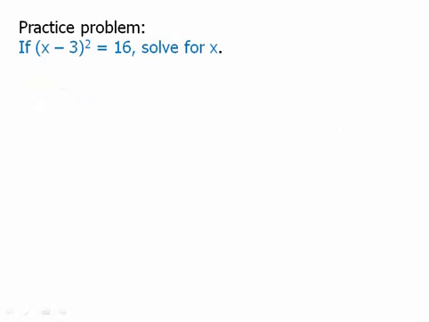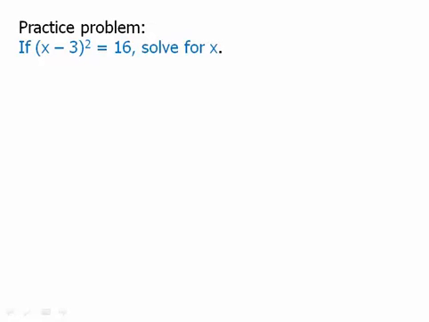So here's a practice problem. Pause the video and see if you can solve this. Now, of course, one way to solve this would be to FOIL that out. We have the square of a binomial, so figure out the square of that binomial, then subtract 16 from both sides, we get a quadratic, you'd factor that quadratic. That would be a long way to solve it.